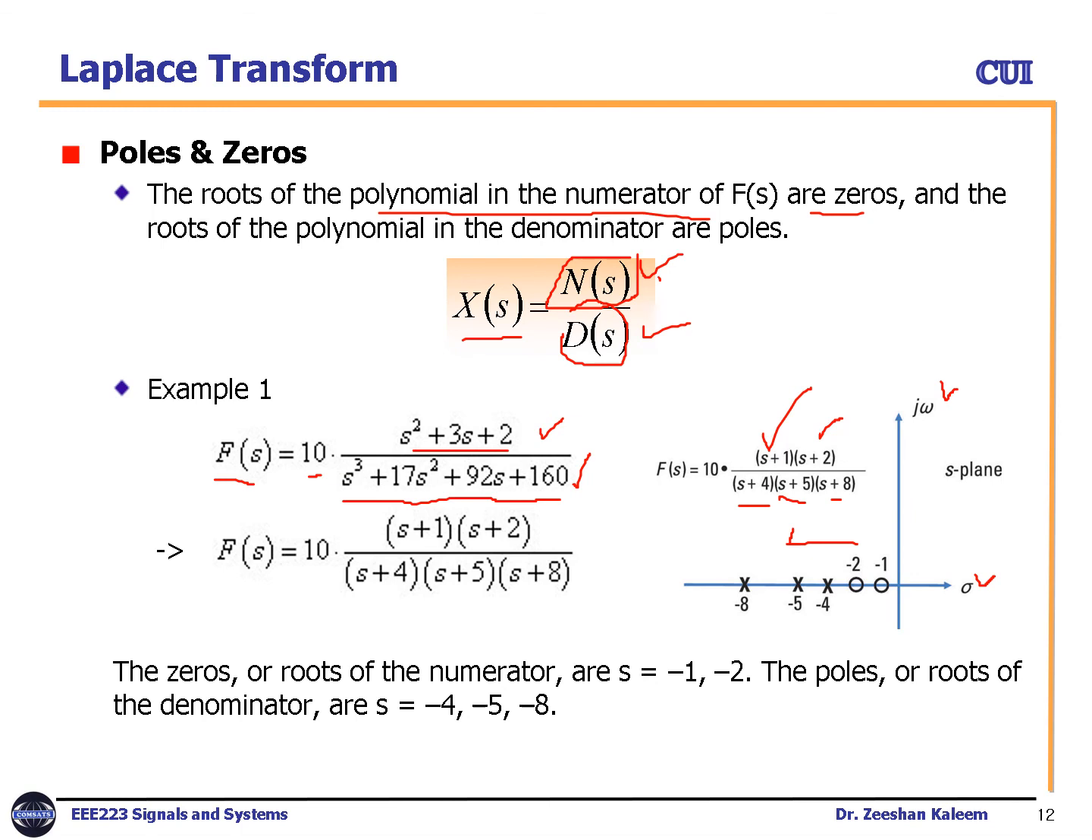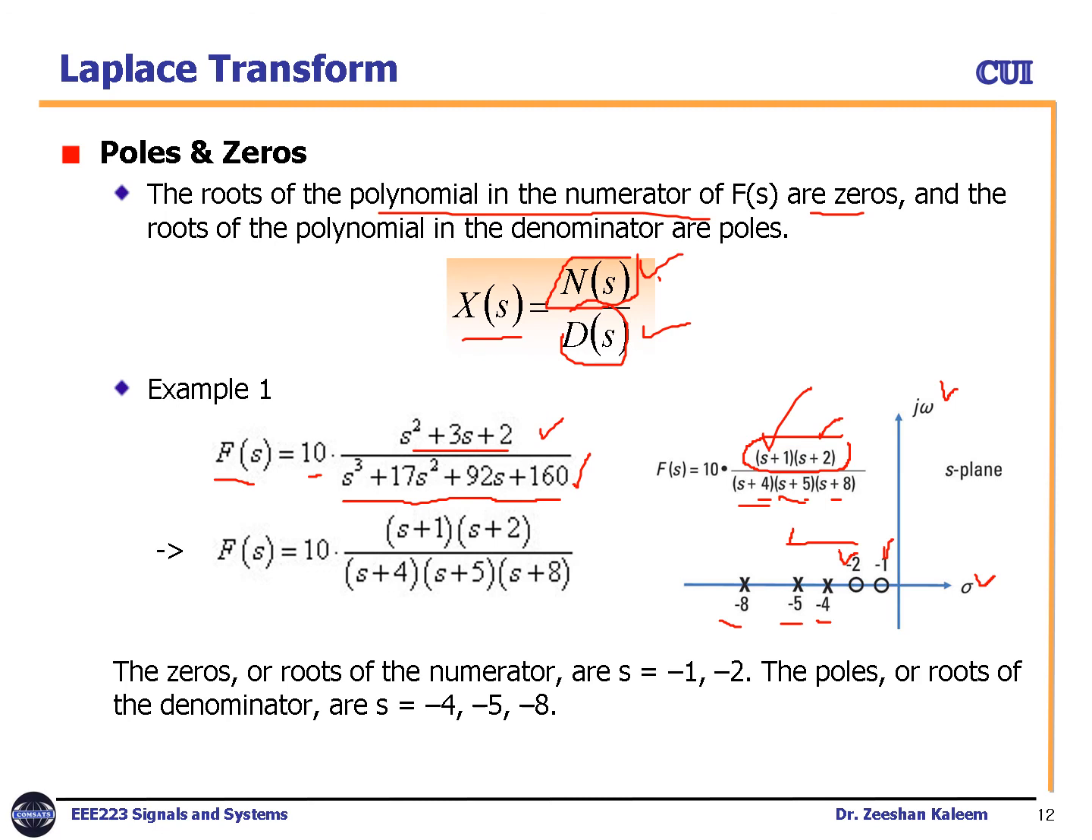So zeros, because the numerator terms represent zeros, we represent zeros with a circle, right? The first zero lies at minus 1, the other zero lies at minus 2. And here the denominator terms are poles. So s plus 4 equals 0 means s is equal to minus 4, s is equal to minus 5, s is equal to minus 8, right? So the first pole lies at minus 4, the other at minus 5, and the third one at minus 8.